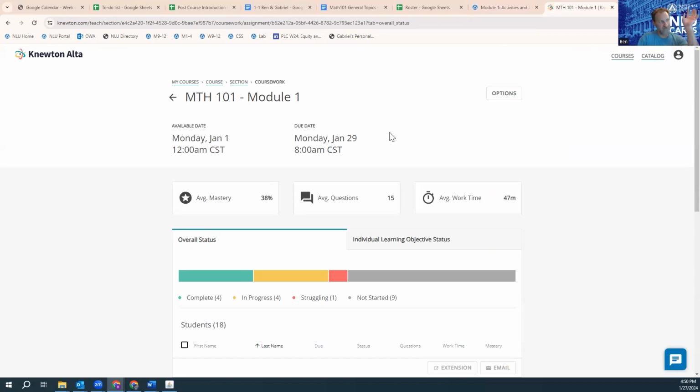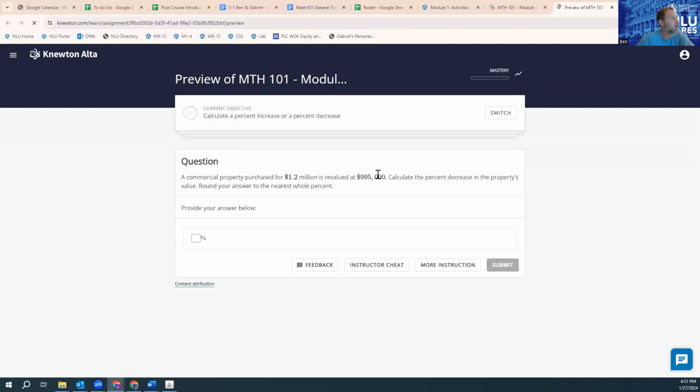This is kind of my view of it, not yours, but I can see when it's available, when it's due. So this one, you've got 2 days left before this first assignment is due. I can see a bunch of people haven't started it. Some people have completed it. Some people are in progress. One person's struggling. I'm going to switch over to the student preview and kind of talk about what's happening here.